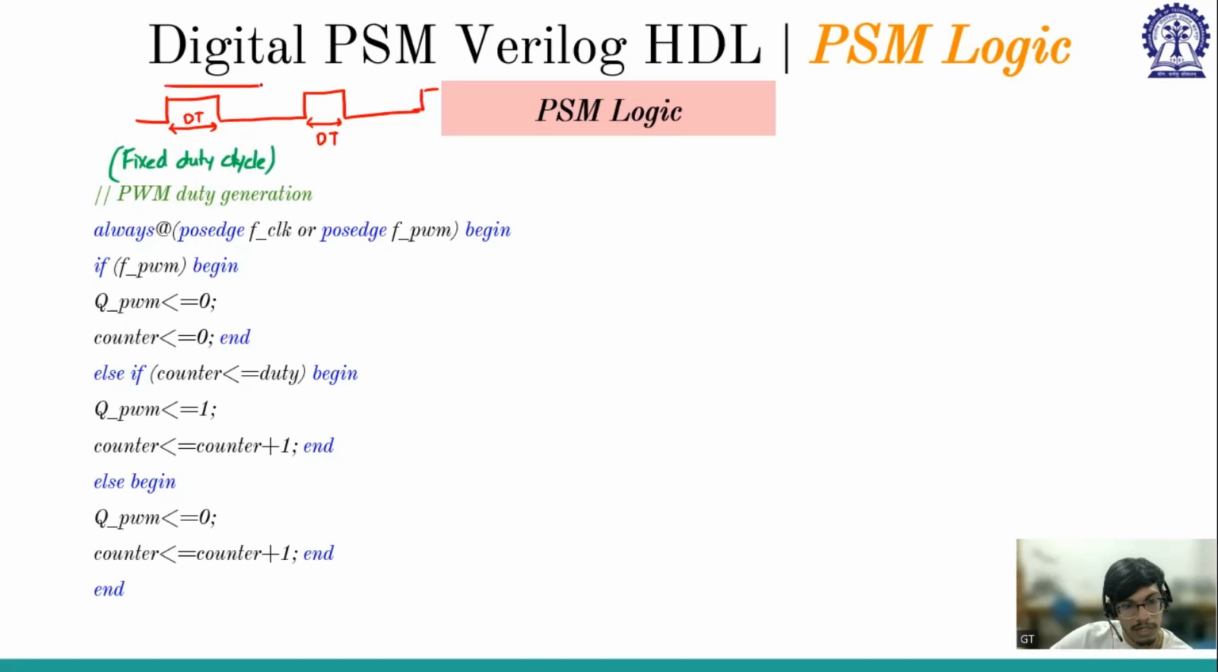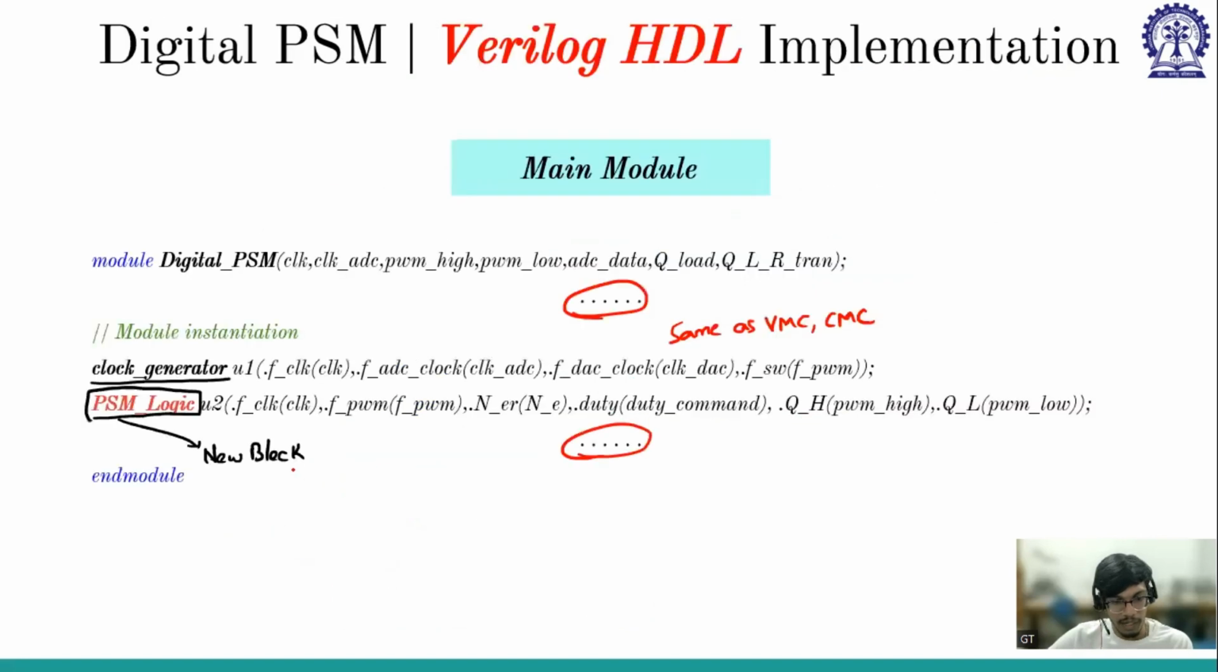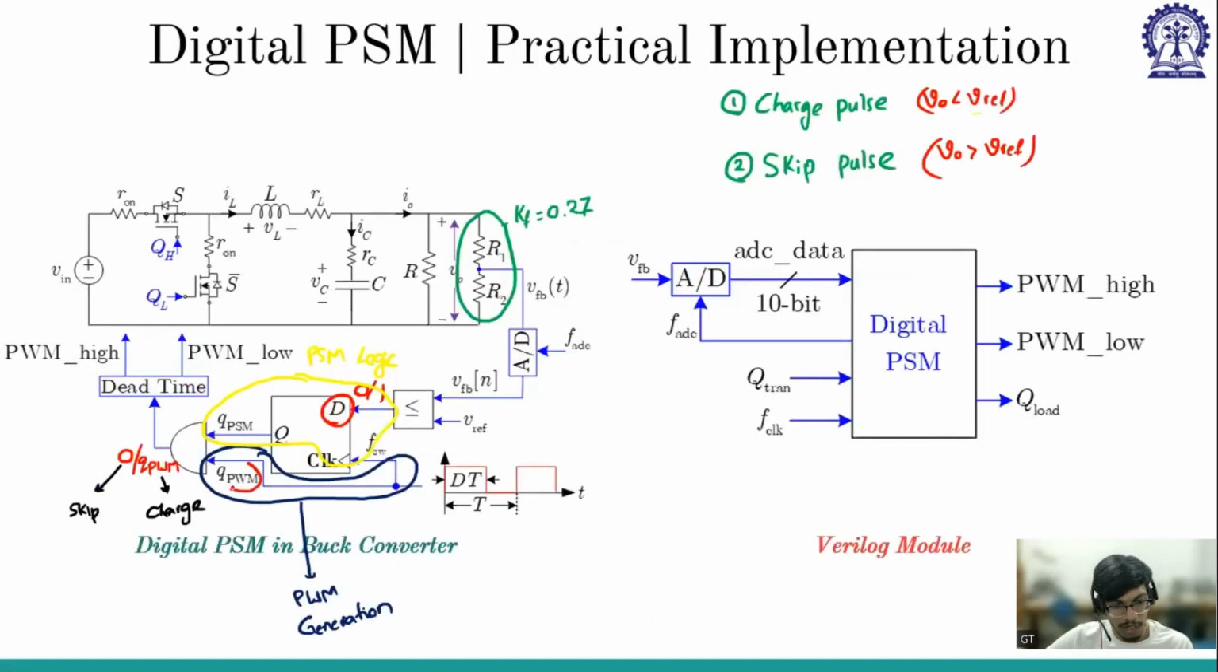And this is T. So what it is doing is generating a fixed duty ratio, fixed frequency gate pulse, which is named QPWM. So this is the PWM generation. If we map it here, this is the QPWM that we are generating in the PWM generation block. Now the PSM logic will see whether V naught is greater than V feedback, and then it will give QPSM.